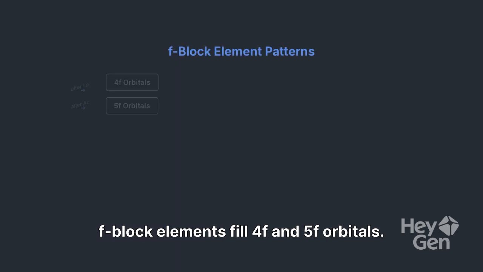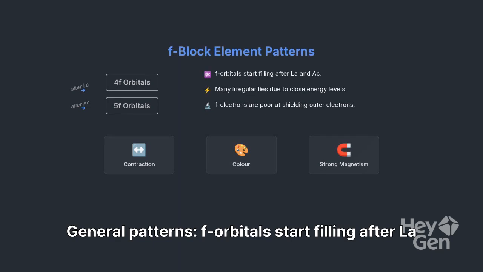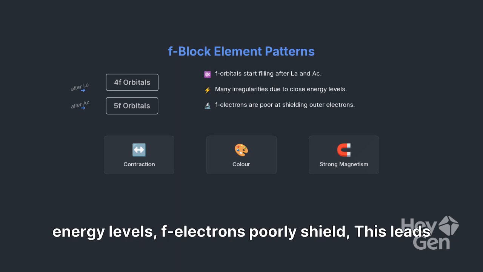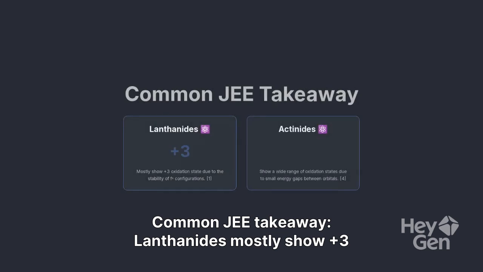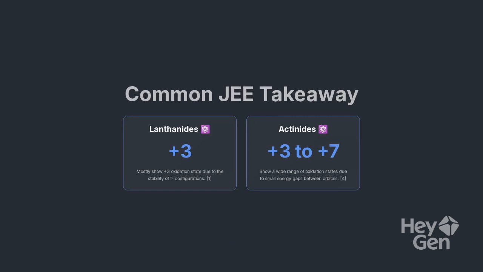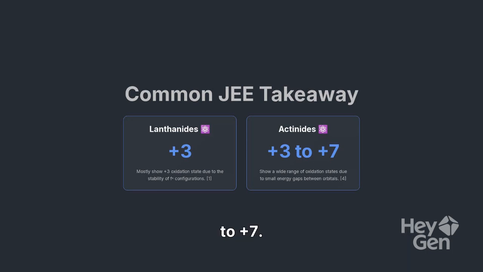F block elements fill 4f and 5f orbitals. General patterns: F orbitals start filling after La and Ac. Many irregularities due to close energy levels. F electrons poorly shield. This leads to contraction, color, strong magnetism. Common JEE takeaway: lanthanides mostly show +3 oxidation state due to stability of F configurations. Actinides show wide oxidation ranges from +3 to +7.